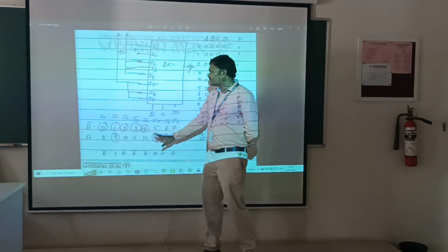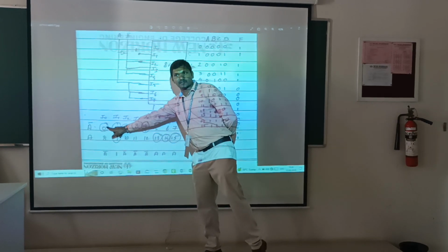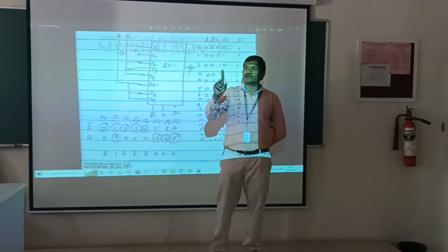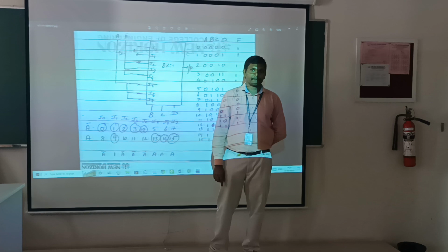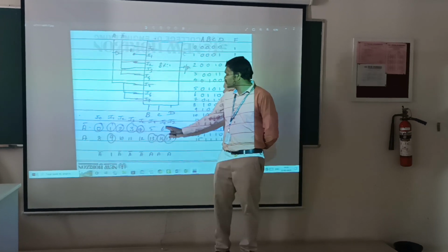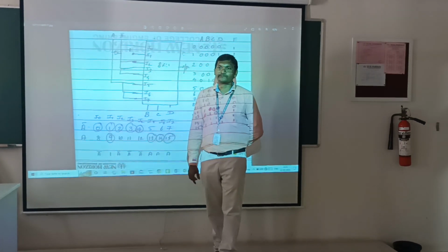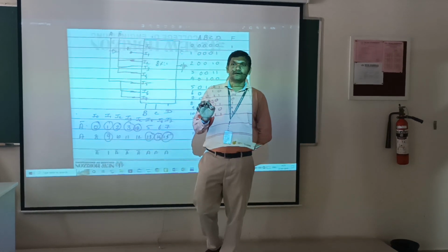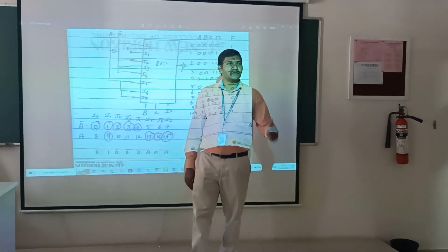So in this case, you have seen two possibilities. If only one is encircled, you have to put the corresponding term, and if both are encircled, you have to put 1. Suppose both are not encircled, then what will you do? You have to mark 0, as simple as that. Both are not encircled, you have to mark it as 0. Got it? Yes, sir.